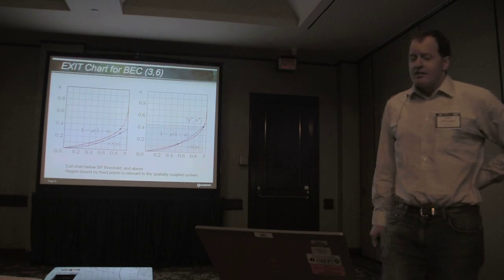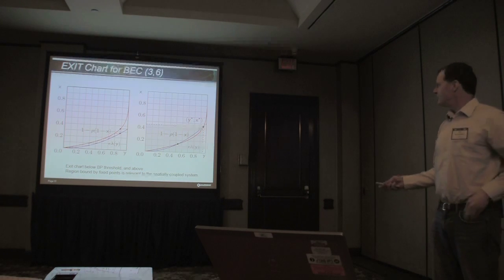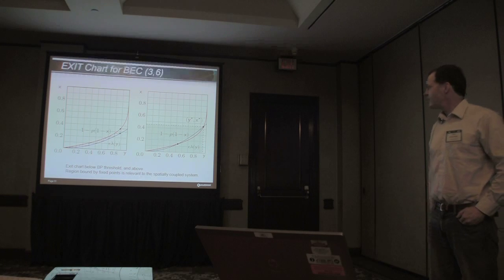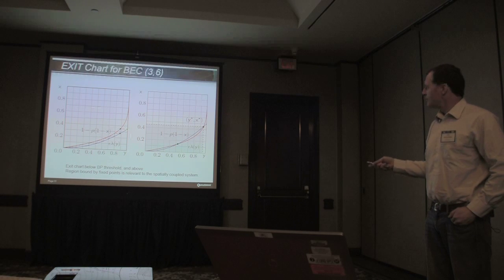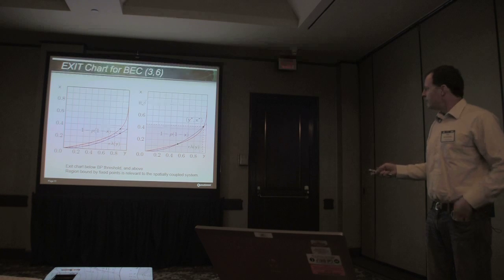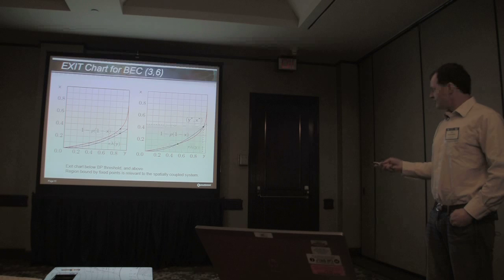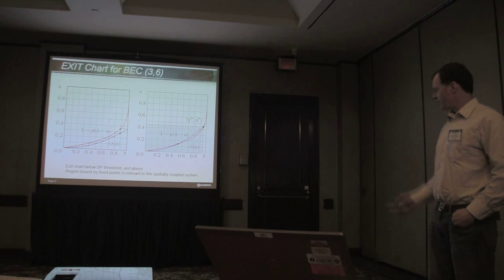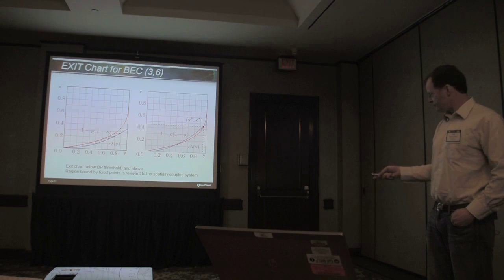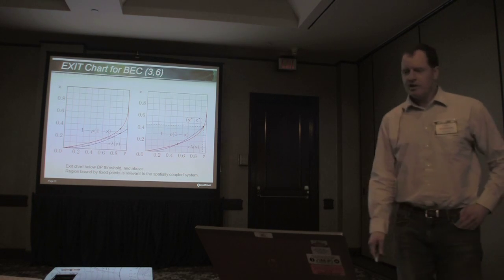I assume people are all familiar with the usual EXIT chart representation of iterative decoding. Here we have the EXIT chart for the (3,6) BEC. The blue curve is the variable node curve, and the red curve is the reflected check node curve. Density evolution corresponds to alternating evaluation of these two functions. We go horizontally to evaluate the red curve and vertically for the blue one. Here we are below the BP threshold, and if we iterate, we go down to 0, 0, which is perfect decoding.